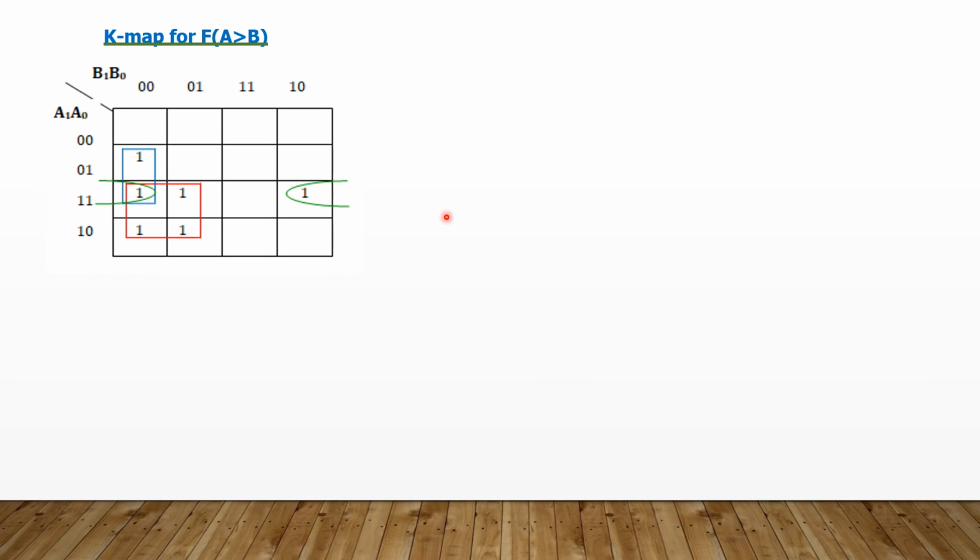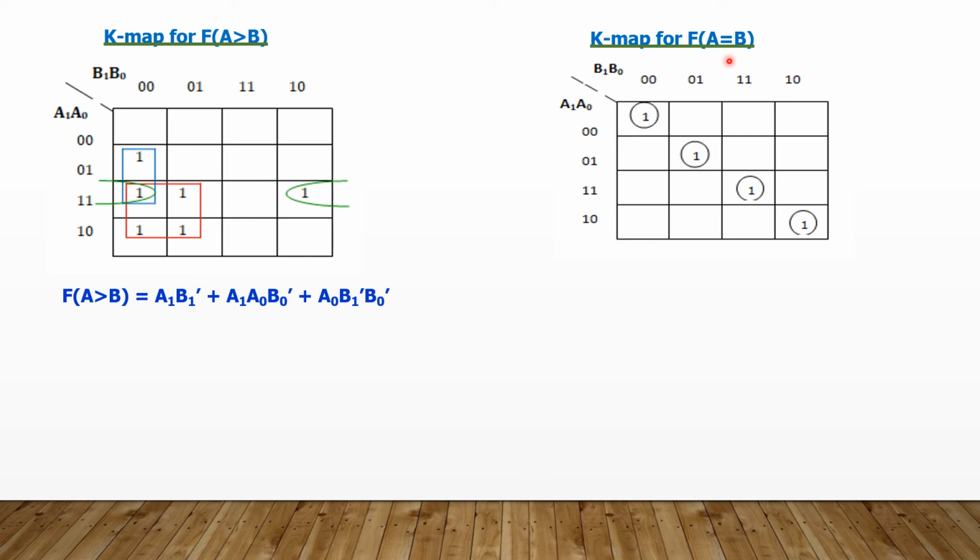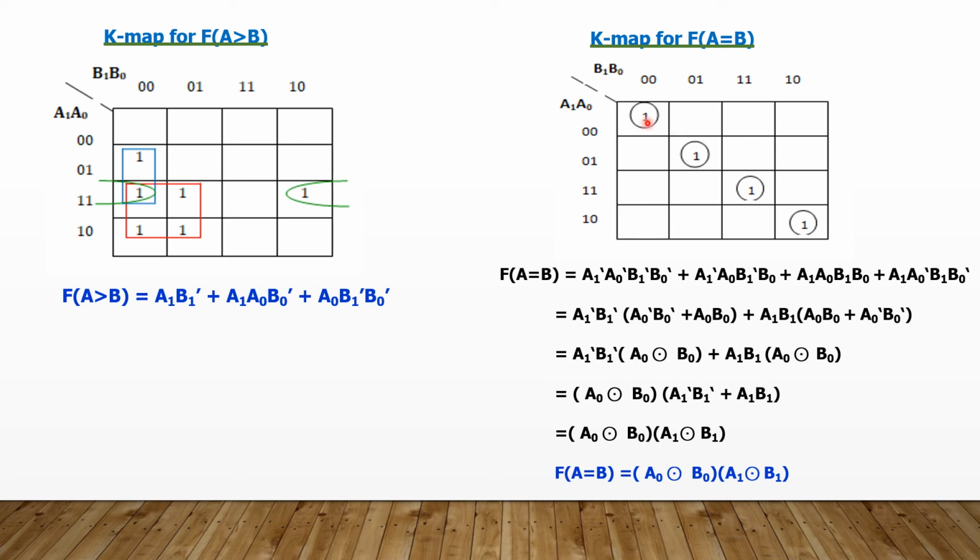Now for A greater than B, this is the representation in your K-map, and as usual we do the grouping, and from this grouping we can write the minterms. We are writing in terms of SOP. Similarly for A equal to B, all are single ones as groups, so you have to write all 4 minterms and simplify. Finally we get f of A equal to B equal to A0 XNOR B0 into A1 XNOR B1. Likewise we can write the equations.